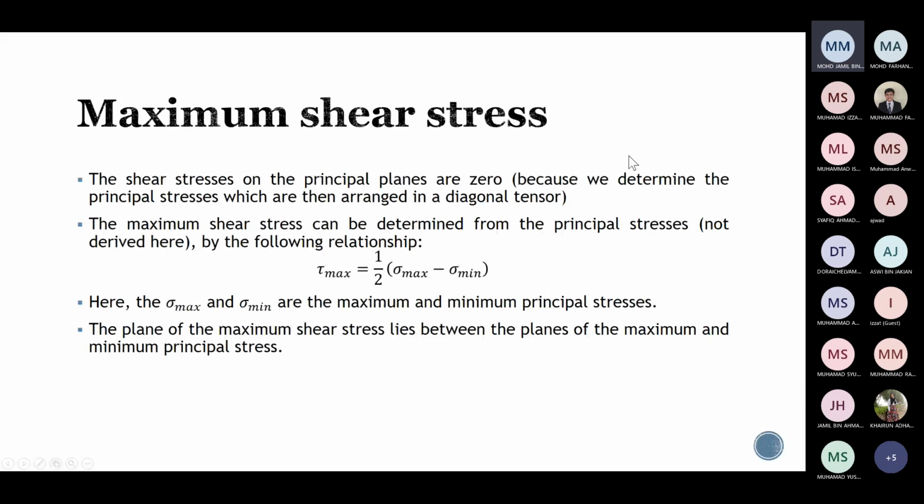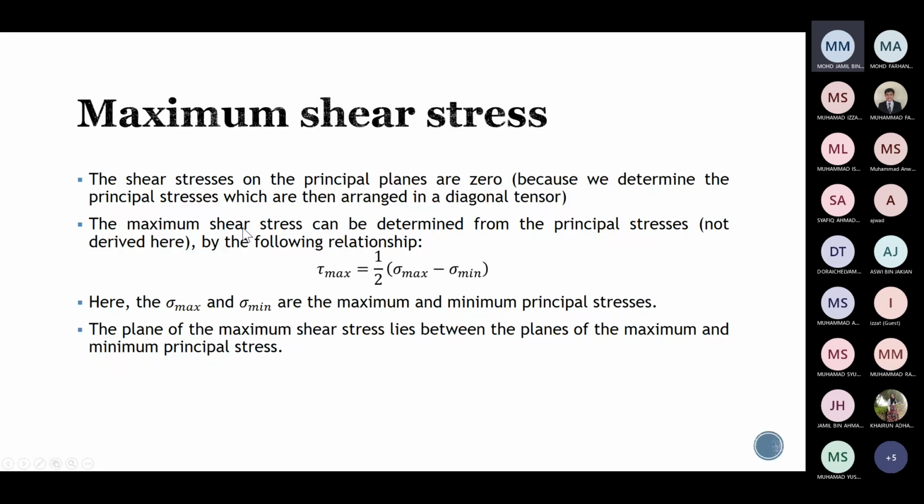From the principal stresses and principal planes, we can calculate the maximum shear stress produced at that specific point. The shear stresses on the principal planes are zero. As I said earlier, if you rotate the cube at the right angle, you will only get the cube with principal stresses, while the shear stresses equal zero, because the principal stress represents a diagonal tensor. So the maximum shear stress can be determined from these principal stresses. The derivation is not shown here.